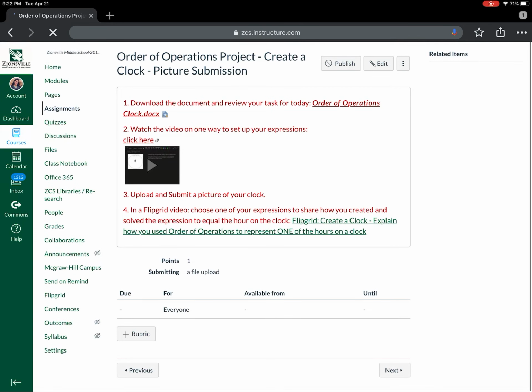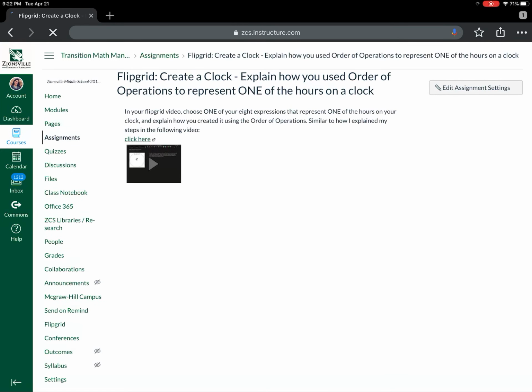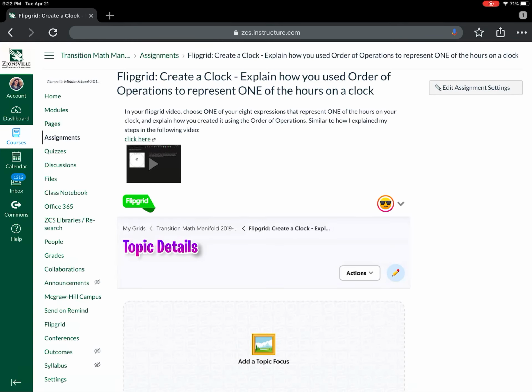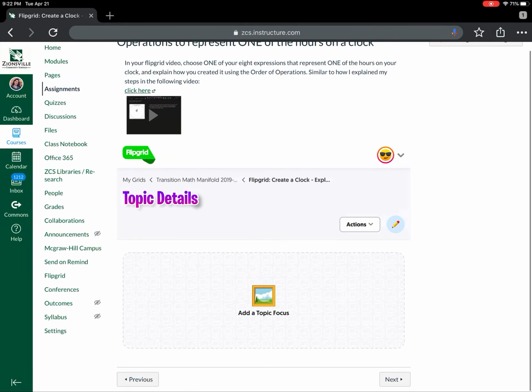And then lastly, you are going to be creating a Flipgrid. You're going to choose to explain one of your 8 expressions and how you chose to make it. What was the process you went through to create that expression so it equaled the time you chose on the clock? Maybe it was for 3 o'clock or 7 o'clock or 9 o'clock. But you're only choosing one to explain. Once you've uploaded your video, you are done for your Math E-Day.